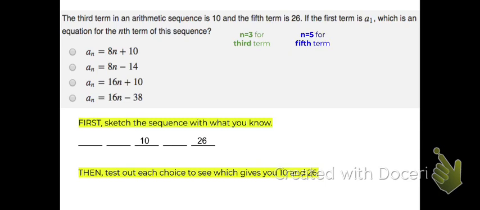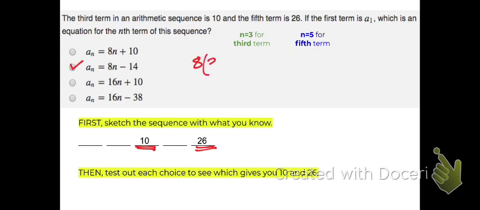So you are looking at each of the choices and seeing which one, when you put 3 in, gives us 10, gives us the third number in our sequence. Which of them, when you also put 5 in, gives you 26. If you go through the different choices, you'll see the answer is the second one.